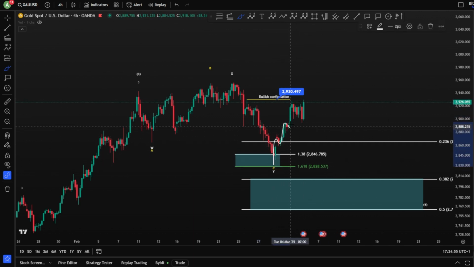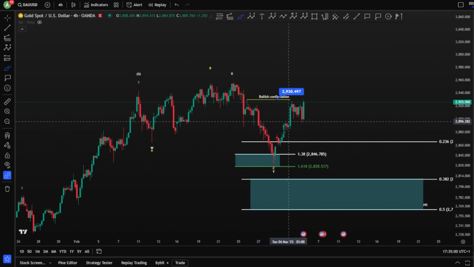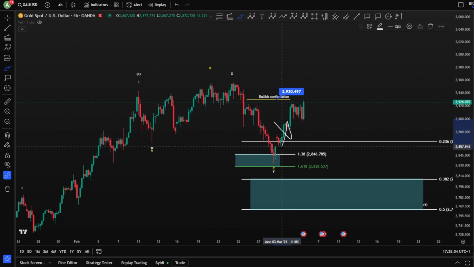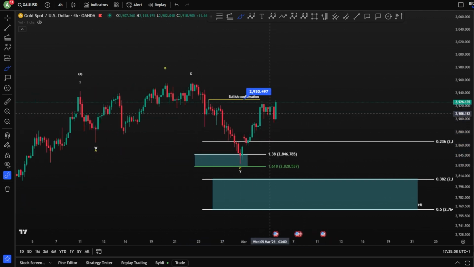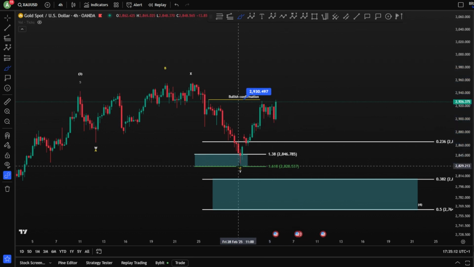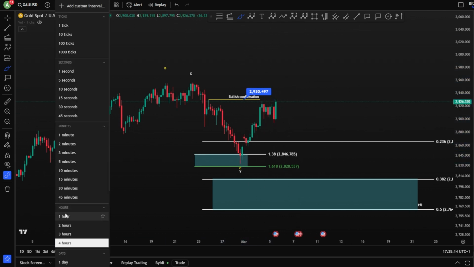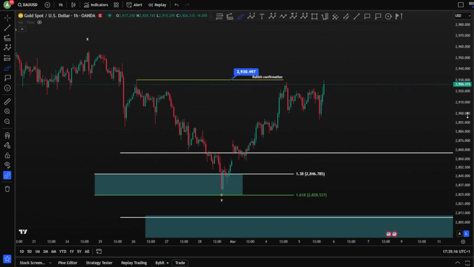So 1, 2, 3, 4, and a 5. Not convincing, because your wave 3 is the shortest between your wave 1 and your wave 5. This is not an impulse. This is corrective, and potentially we might see therefore an ending diagonal. Let's check the 1-hour chart, what's going on.